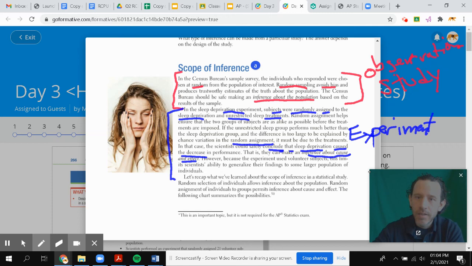Okay, so well-designed experiment, random treatments, cause and effect. It's just an observational study, but it's random sampling, conclusions to the population, and that's it.